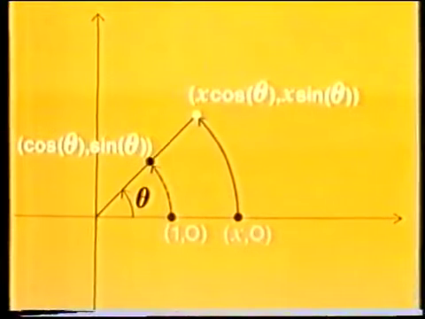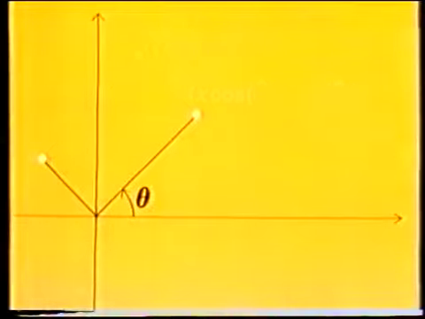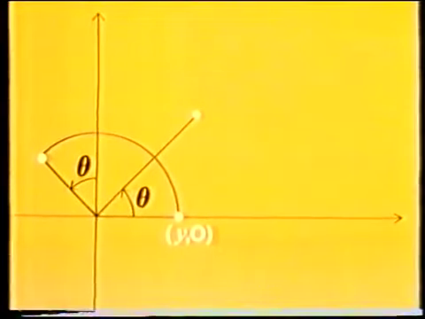So the point (x, 0) rotated through theta ends up at (x cos theta, x sine theta). Now the opposite corner. This point comes from (0, y) rotated through theta. But there's another way of getting to this point. Start from (y, 0) on the horizontal axis and rotate through pi over 2 plus theta. This is similar to what we've just done for (x, 0).